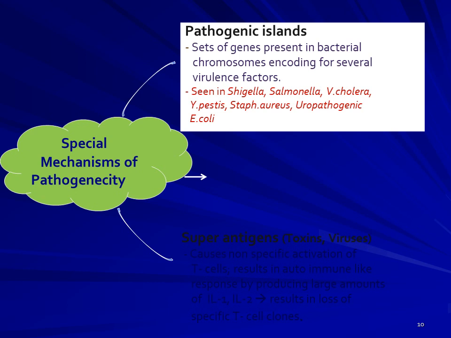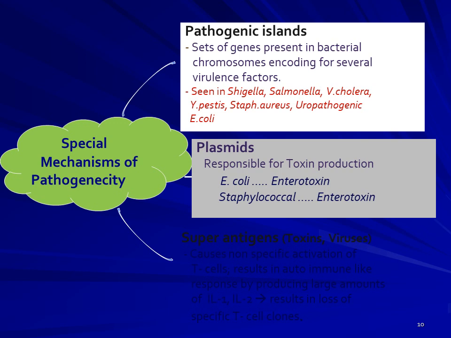E. coli. And the plasmids, which are extrachromosomal genetic elements, as long as these plasmids are present in the bacterial cell, act like pathogenic agents. Once the plasmids are not seen in this bacteria, they never become pathogenic organisms. So these plasmids are responsible for toxin production.